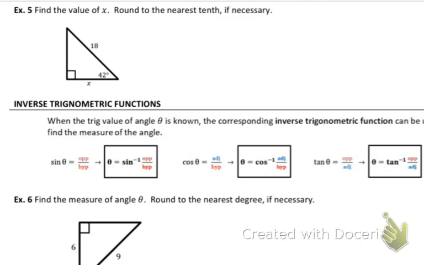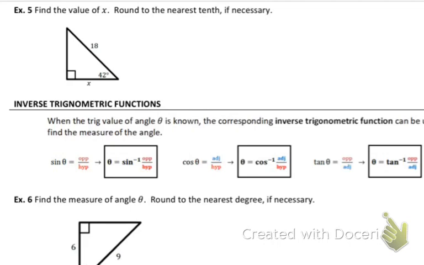Now we're supposed to find the value of x and round to the nearest tenth. Round to the nearest tenth should tell you I've got to pull out my calculator, right? I see a lot of you already have it out. All right, so find the value of x, round to the nearest tenth. So x is a side. They give me an angle, and they give me the hypotenuse.